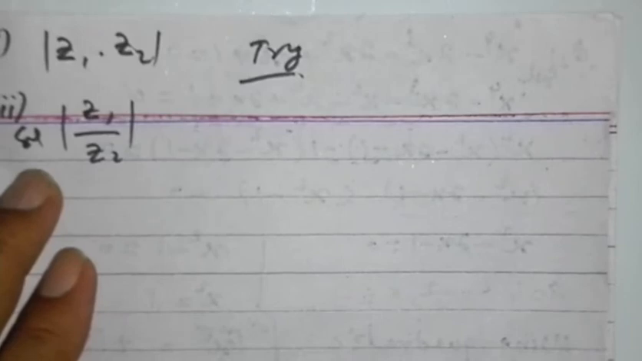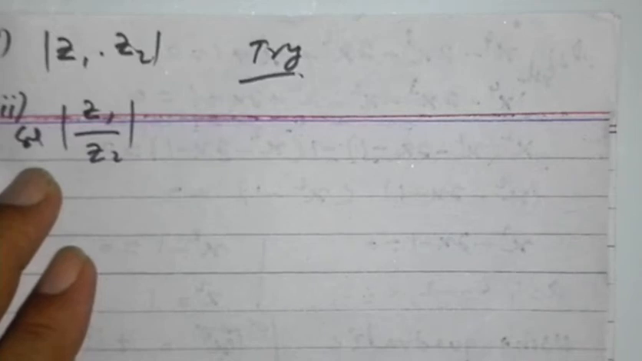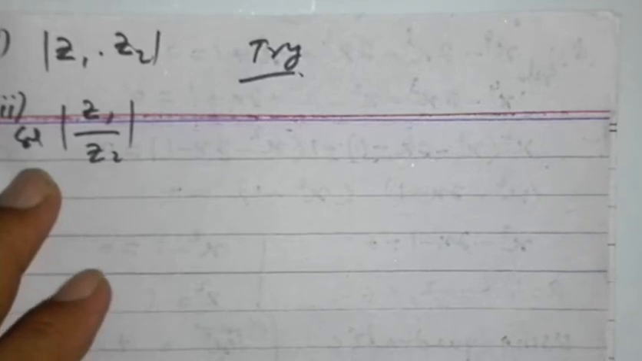Now the second part is the modulus of z1 into z2. So try it by yourself. First of all, multiply z1 with z2 and then take its modulus. The third part is the modulus of z1 divided by z2. So we can write it.